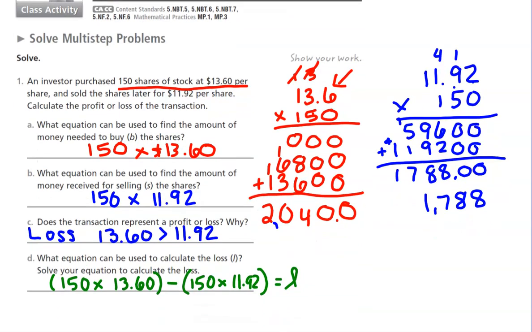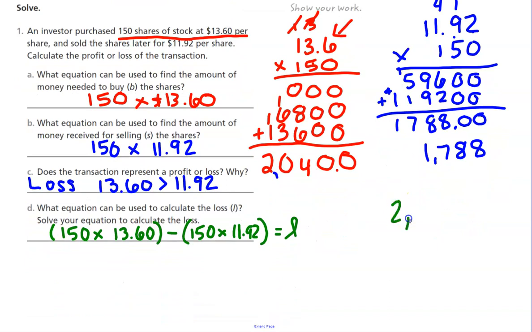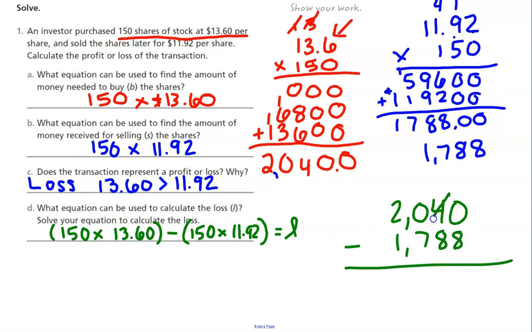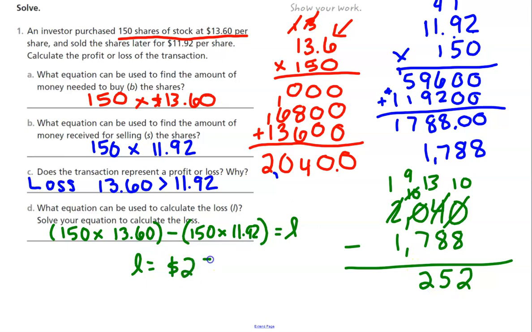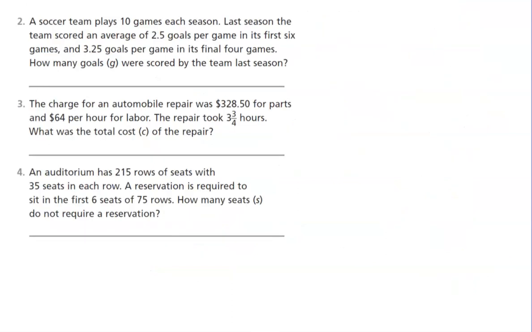So now that I've already done all that work, I just need to simply subtract them from each other. So this is going to be 2,040 minus 1,788. Can't do 0 minus 8, so I'm going to borrow. So this becomes 10. 10 minus 8 is 2. Again, I can't borrow from here, so I'm going to make that a 1. First, this will become a 10 before I can borrow from it to make it a 9. 13 minus 8 is 5. 9 minus 7 is 2. So that means that my loss is $252 down the drain. Very sad and depressing.